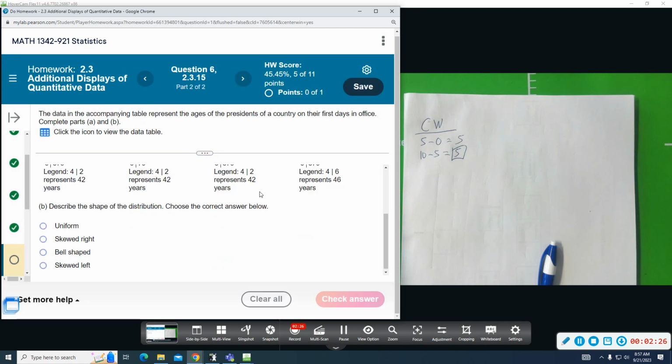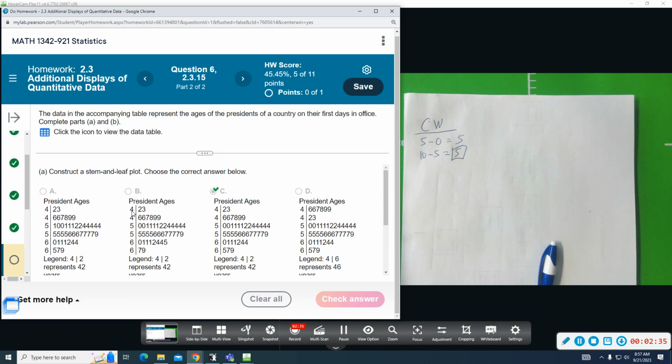Alright, we're going to continue to part B. We're going to describe the shape of the data. Choose the correct answer below. So when you do a leaf plot, if you were to kind of trace and draw a line covering this, it looks like it would go up and then come down. It looked like it would be bell shaped. So that's how you can describe the shape.